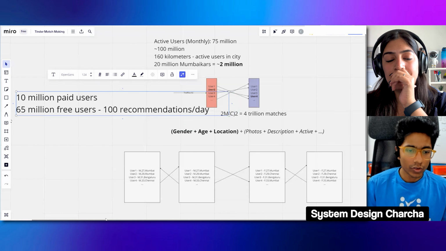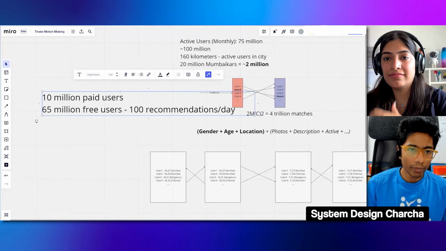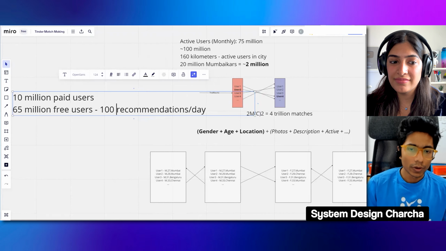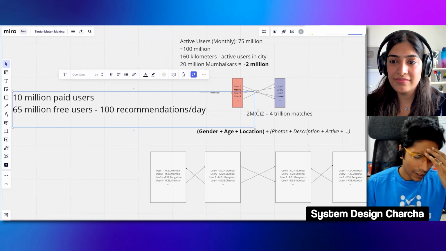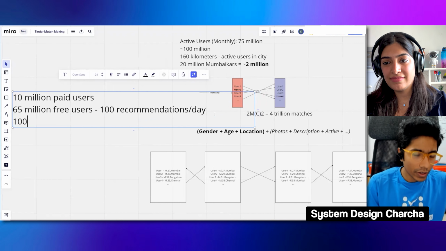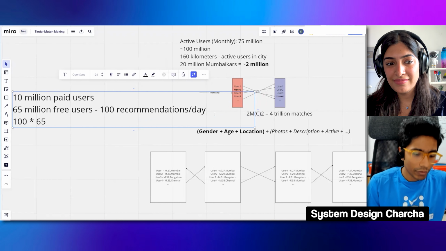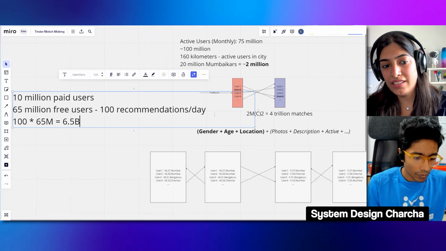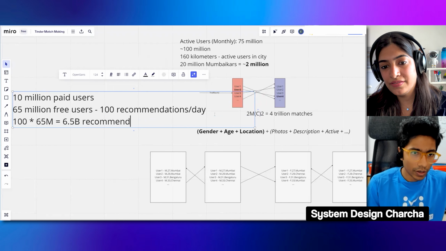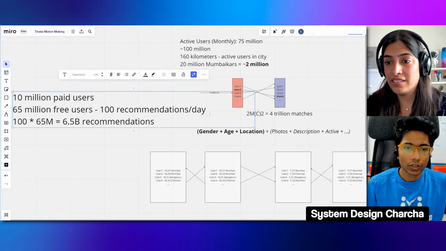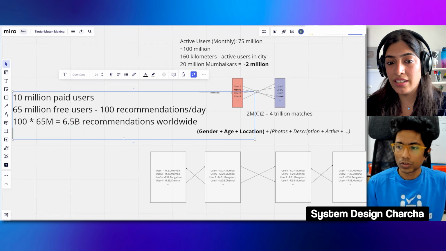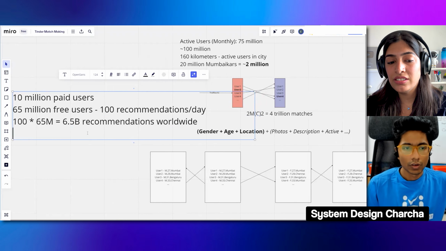Okay, if we have 100 recommendations per user, and Keerti, you're mentioning that it happens in a cron job, even if you do that, 100 into 65M is equal to, I think, 6.5 billion recommendations. This needs to be cached worldwide. So we can shard this, we are using a CDN also, right?